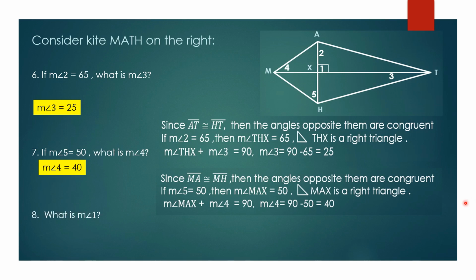Then, number 8. What is the measure of angle 1 here? The measure of angle 1 is 90 degrees. Since segment MT is perpendicular to segment AH, and if they are perpendicular, then they form right angles. And the measure of a right angle is 90.